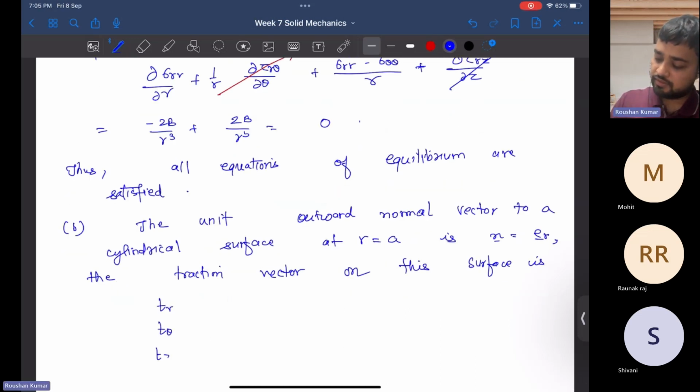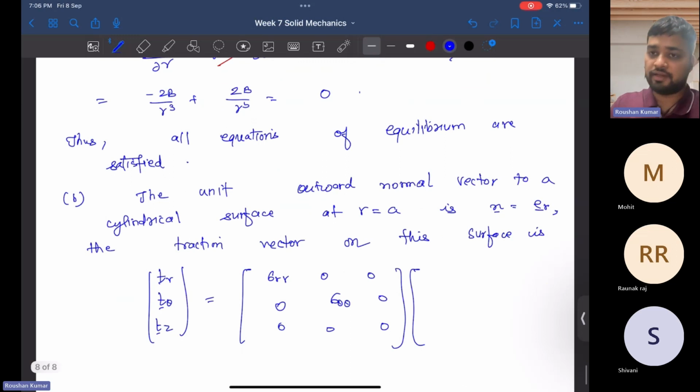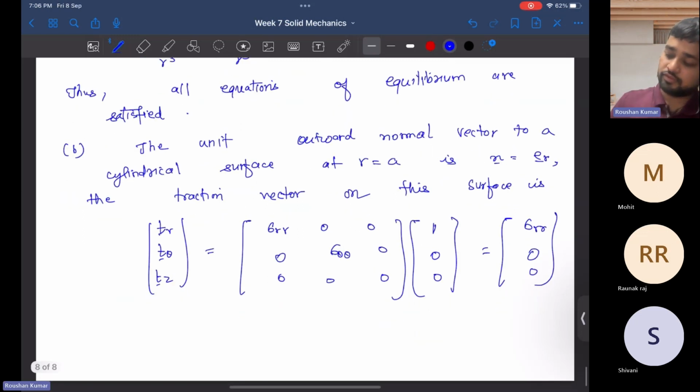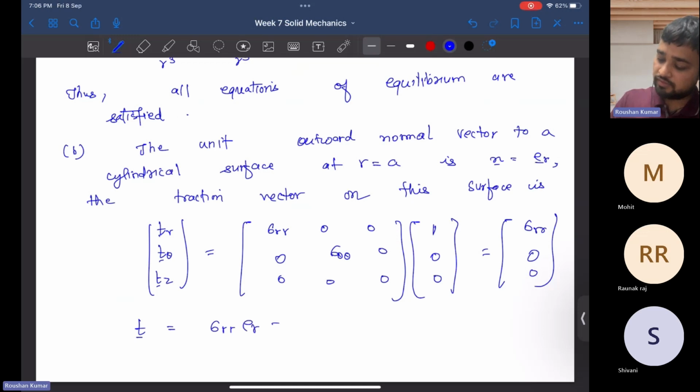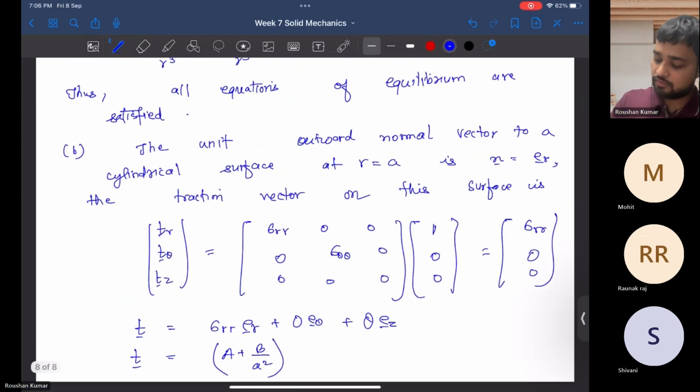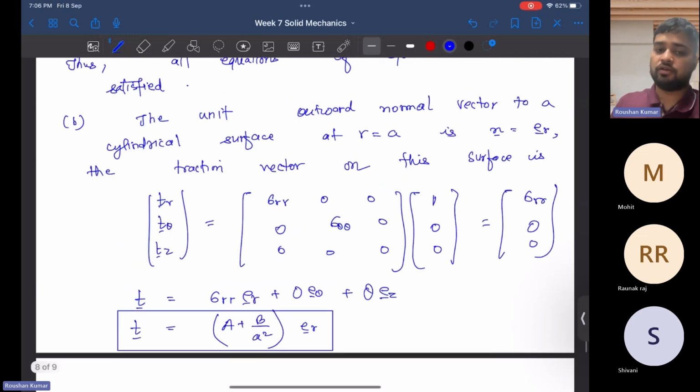The traction vector on this surface, with components tr, t theta, tz, is given by the stress matrix with sigma rr, sigma theta theta, 0 and all the other terms 0, multiplied by the unit normal. The unit normal is along er direction, so its component in the er, e theta, ez coordinate system is 1 0 0. The final result is sigma rr 0 0. So the traction vector is sigma rr er plus 0 e theta plus 0 ez, which finally becomes a plus b by a square, because it is calculated at r equal to a, into er. So this is the traction vector or surface stress vector on the surface at r equal to a. This is the second part of the question.